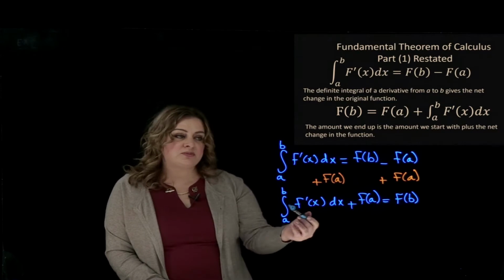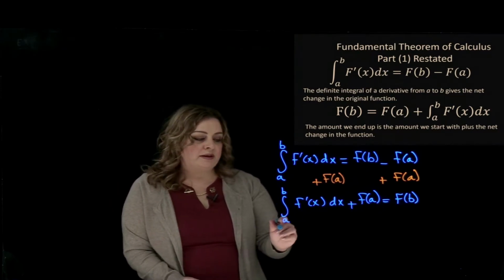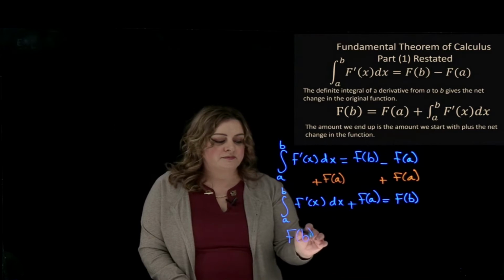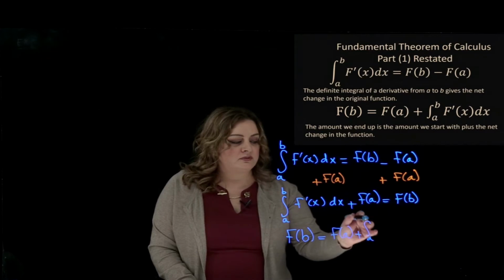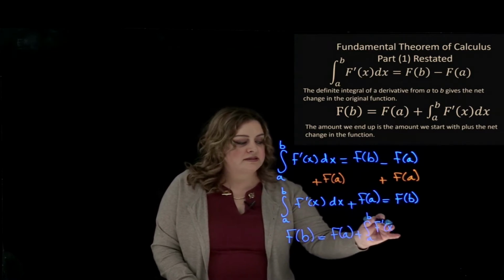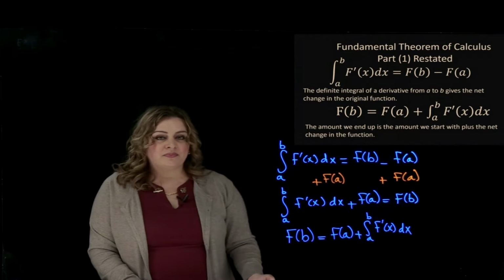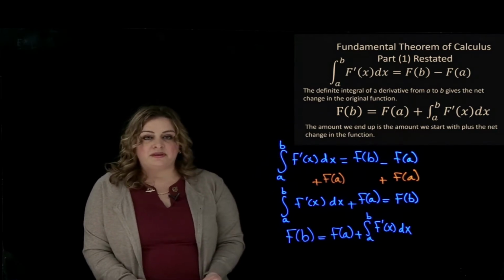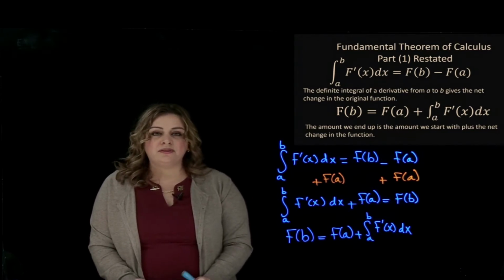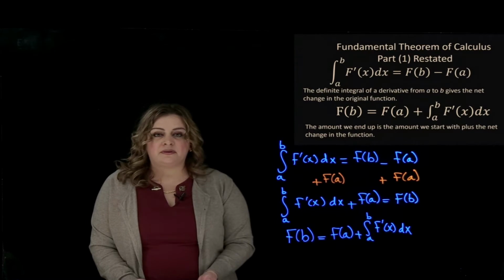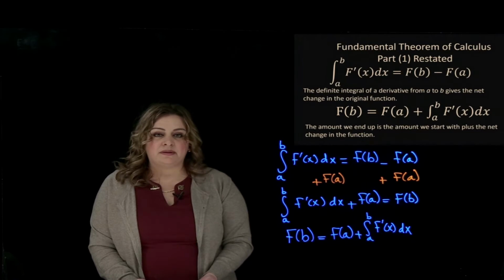Rearranging the terms and switching the order of the equation, we will have big F of b equals big F of a plus the integral from a to b of big F prime of x dx, which is the restated form of the theorem. The restated form of the theorem is useful when we want to find the values of the antiderivative given a starting point and information about the area. Let's start with our example and apply the restated form of the theorem.